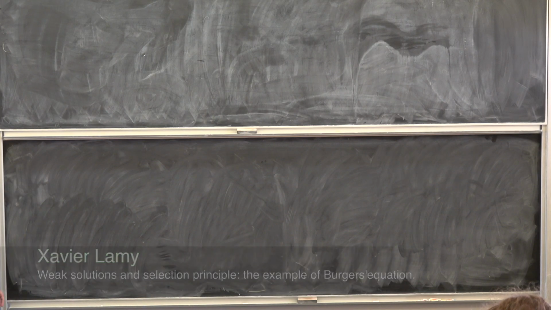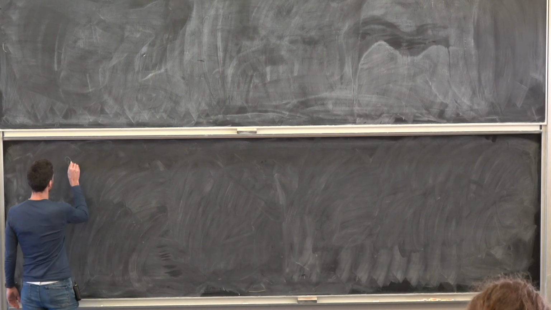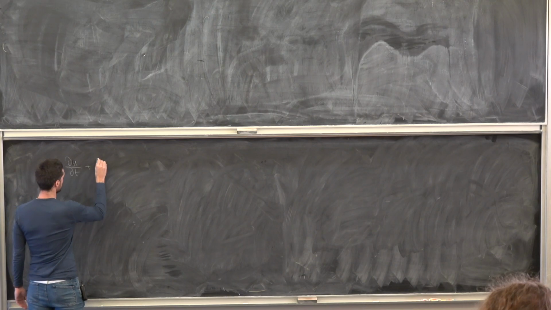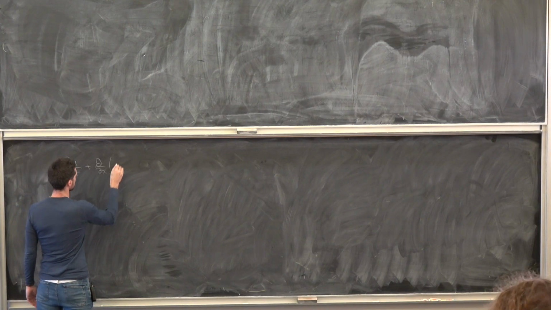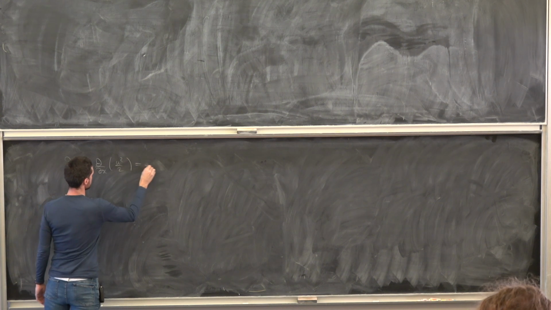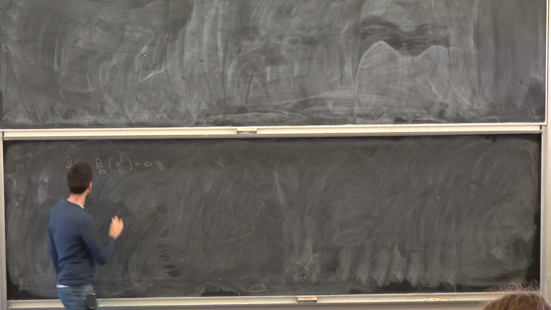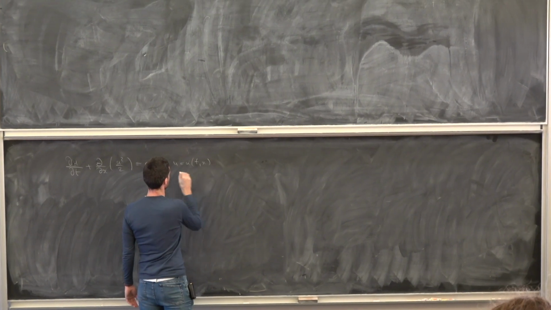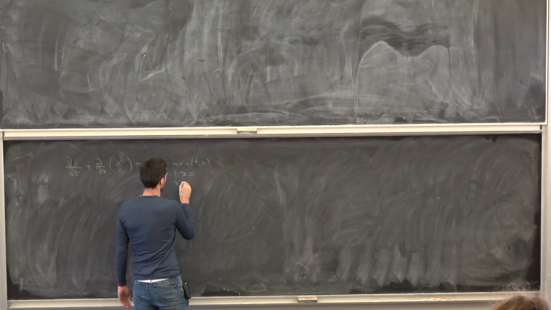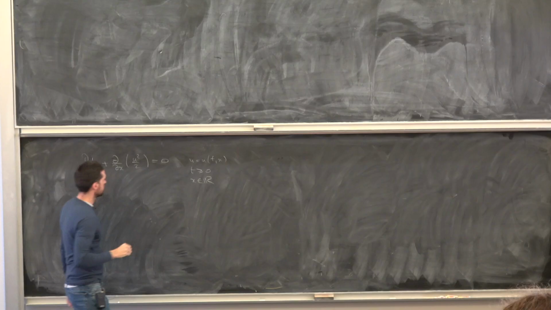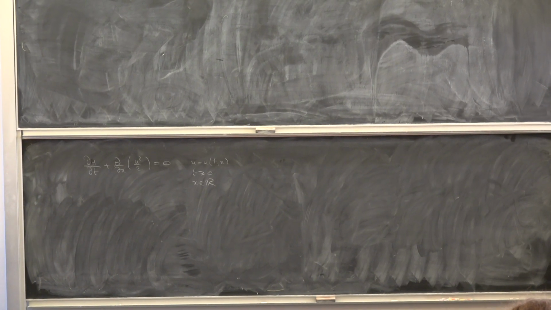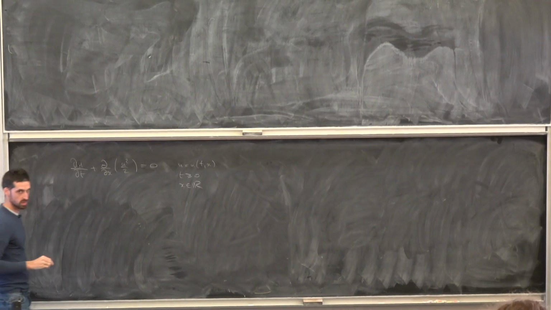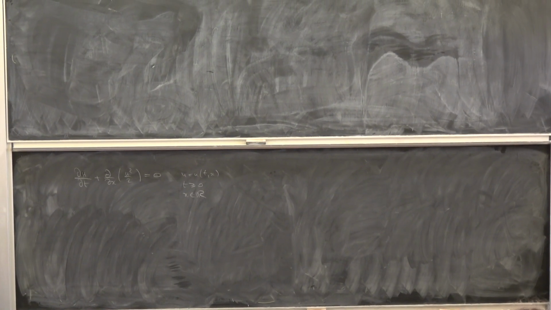So this talk is going to be about this equation, du/dt plus d/dx of u squared over 2 equals 0. Here u is a function of time and space. Time is positive, we start from 0 and we evolve, and x is a variable in R. So this is a partial differential equation.